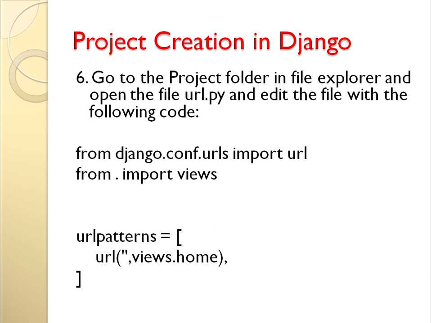Next, go to the project folder through the file explorer, and there you would find urls.py. You need to open that file and type the following command along with this package. This variable you would be required to type there. This is the variable urlpatterns that contains a list which is returning the URL from views.home. Views would be another page similar to urls.py, and home would be the method there that we will see in the next slide.